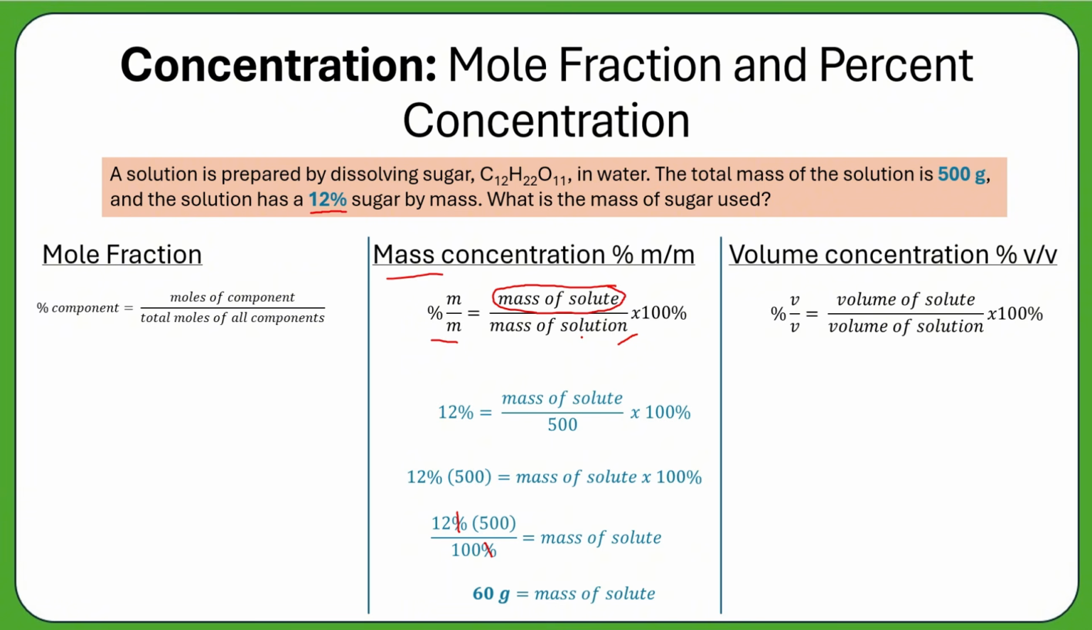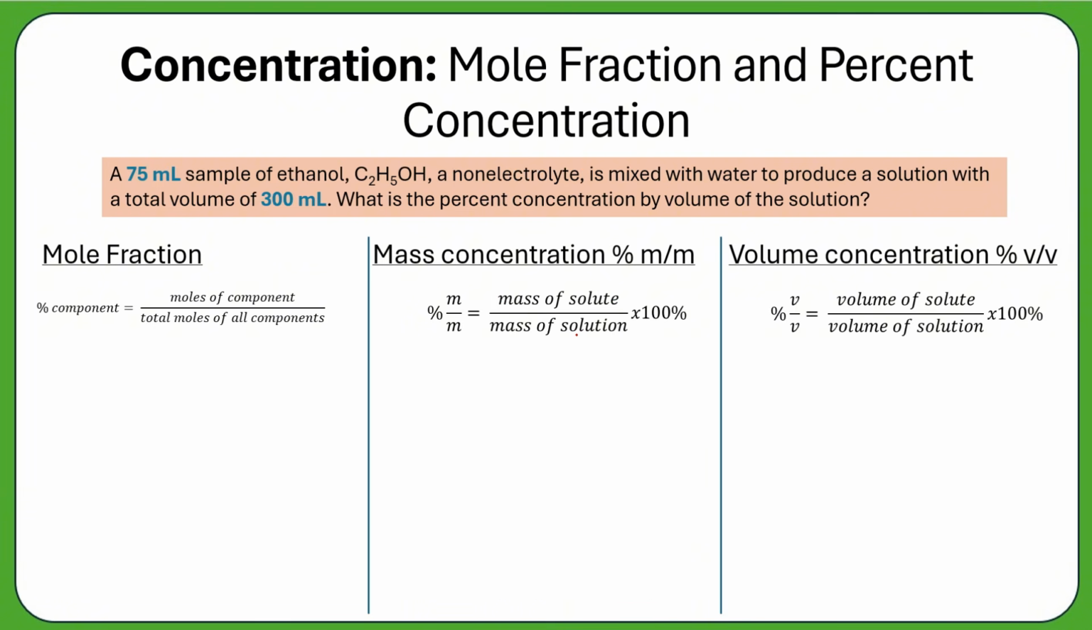Now let's have another problem. A 75 ml sample of ethanol, C2H5OH, a non-electrolyte still. It's a non-electrolyte. It means we cannot break this down if it is dissolved in water or any solvent. It is mixed with water to produce a solution with a total volume of 300 ml. So what is the percent concentration by volume, this time not anymore by mass, but by volume, of the solution?